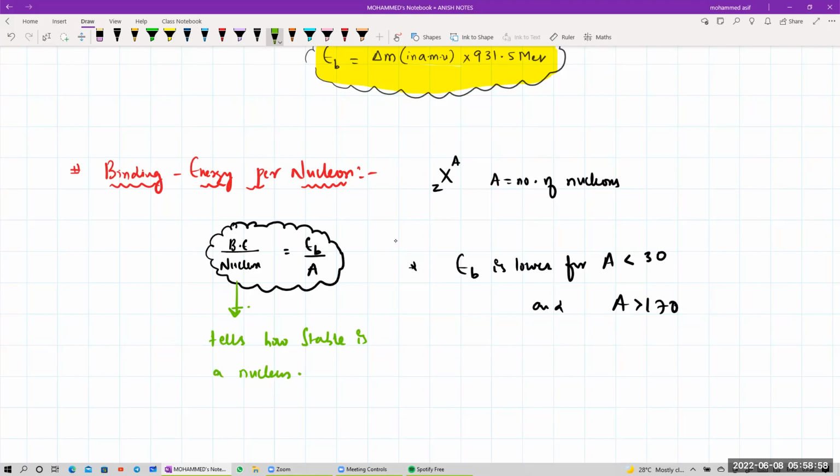Is it clear? So binding energy per nucleon tells you how stable the nucleus is. When will it become more stable? Binding energy is lower for all the nuclei whose number of nucleons is lesser than 30, and for all those whose value is greater than 170.